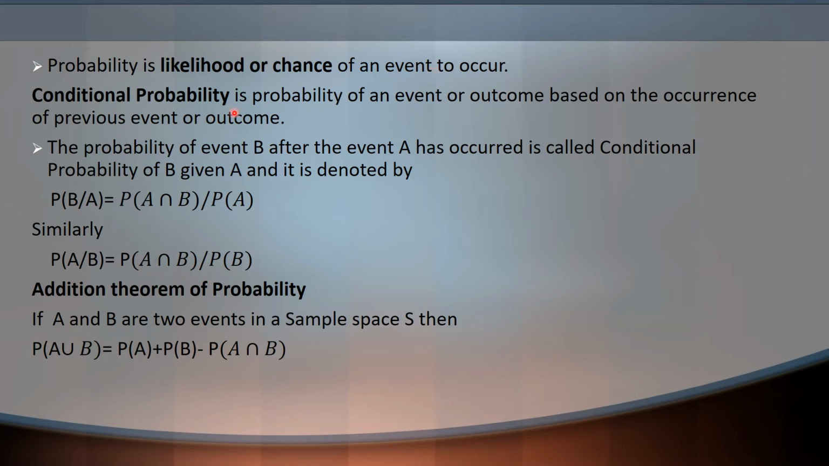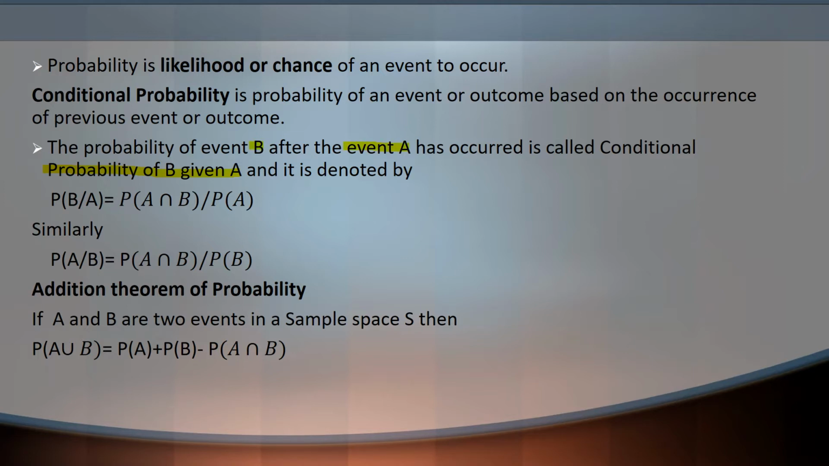Conditional probability is the probability of an event or outcome based on the occurrence of a previous event or outcome. So when one event is dependent on another event, that is called conditional probability. The probability of event B after the event A has occurred is called conditional probability of B given A. We need to remember this line.